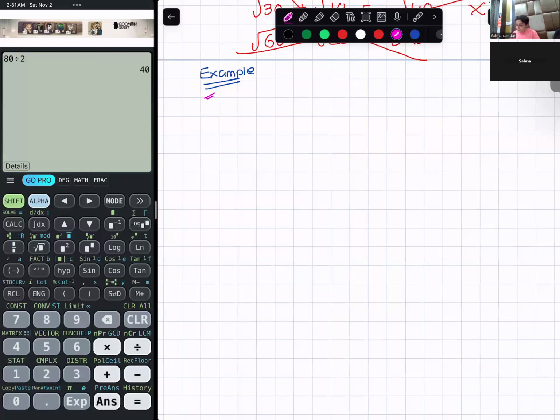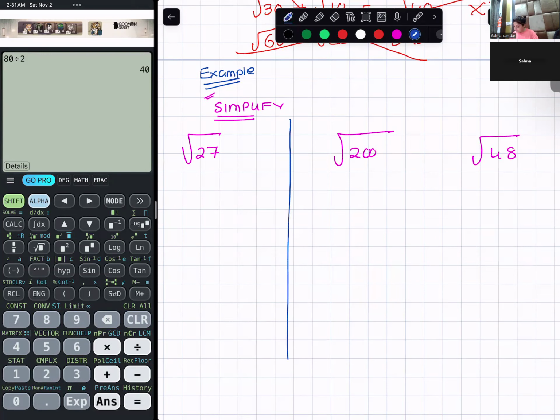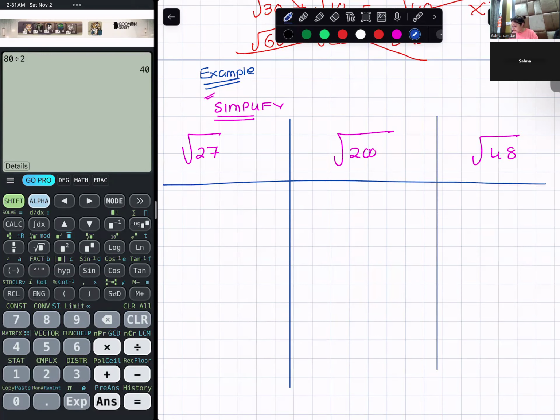You can take this example over here. You can pause the video and try to solve it. Simplify root of 27, root of 200, and root of 48. You can pause the video, try to solve it, and then you can come back and check. You will use factor pairs to see which factor pair you want to use.